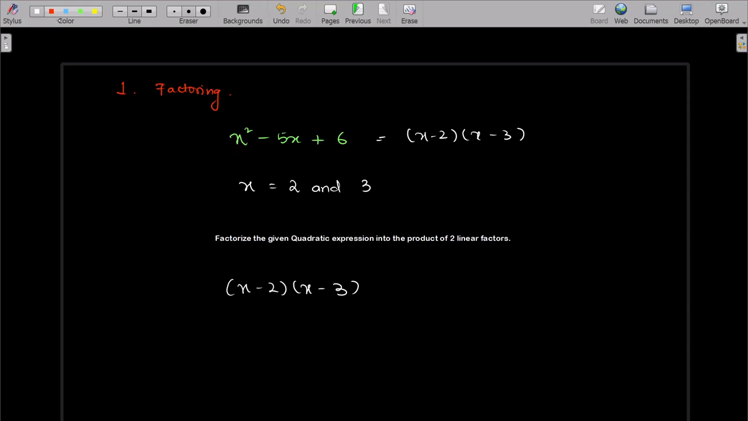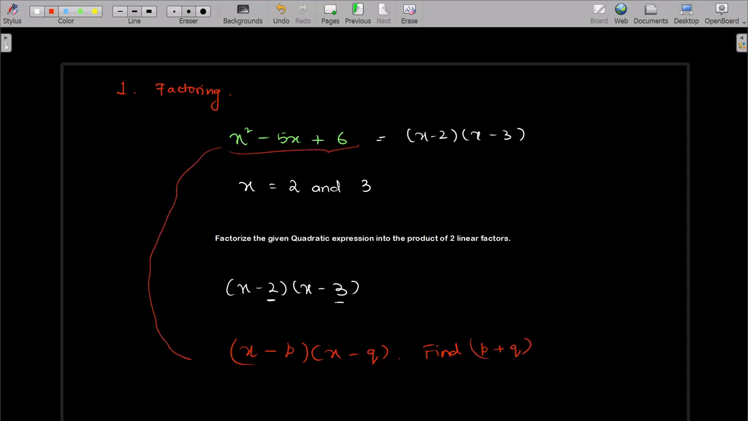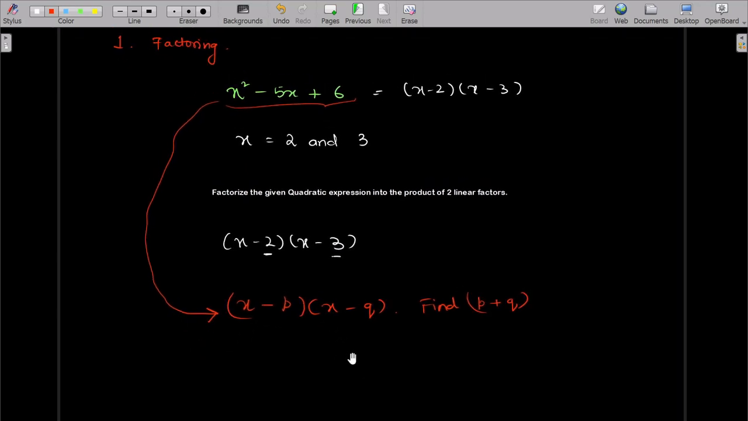The other way the question can be created is this. They will give you the factored form, but they will not give you 2 and 3. So they will say that if this expression can be written as x minus p times x minus q, then find out the value of p plus q. So if this expression can be written like this, what will be your answer?